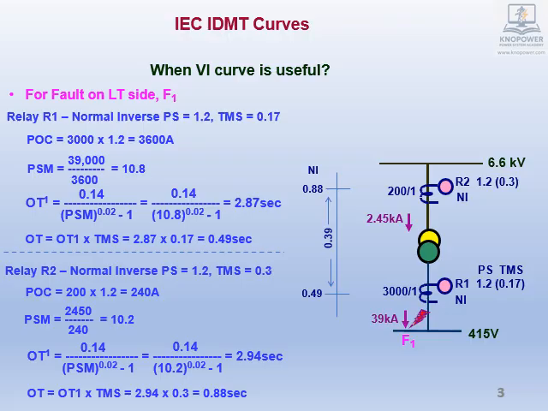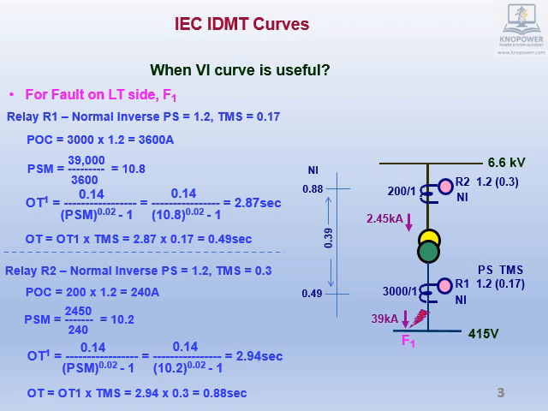We will repeat the calculation for relay R2. For relay R2, curve is NI, same as R1. Plug setting PS equals 1.2 and TMS equals 0.3. POC equals 200 CT ratio into 1.2 equals 240 amps. Reflected fault current equals 2.45 kA. PSM equals 2450 by 240 equals 10.2.